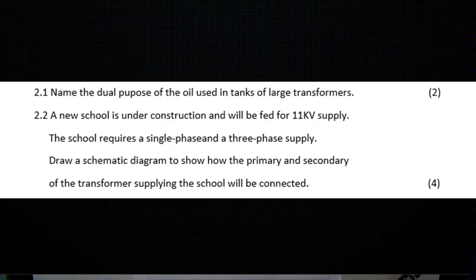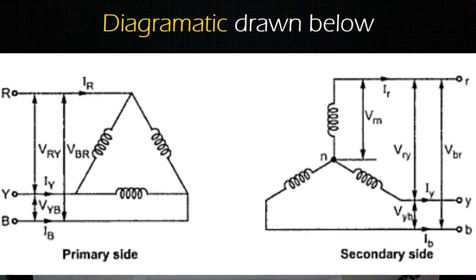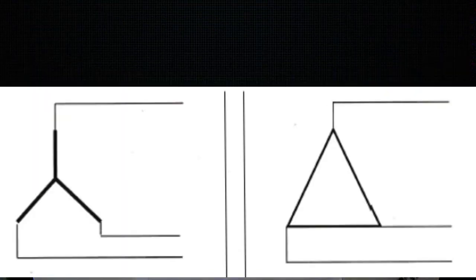2.2's question. A new school is under construction and will be fed from 11 kilovolt supply. The school requires a single phase and a three-phase supply. Draw a schematic diagram to show how the primary and the secondary windings of the transformer supply the school will be connected.